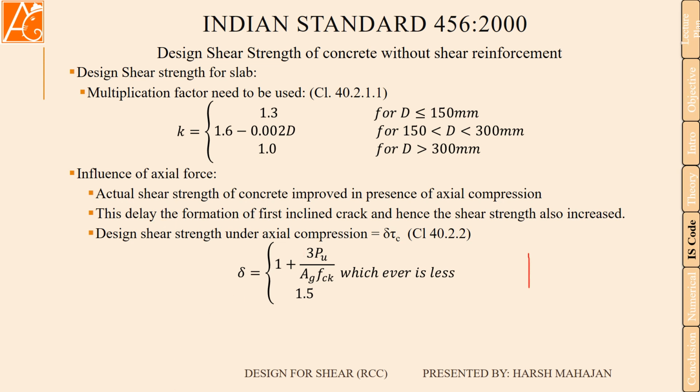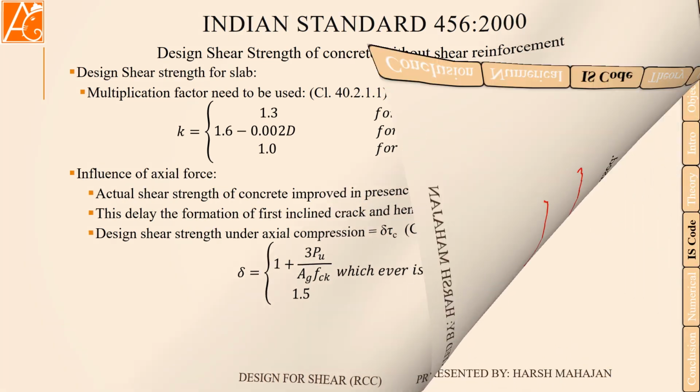So what we are talking about here is a beam. Let's say it is a beam, and some kind of axial force is acting here. Sorry for my diagram, it is not easy to make on the PPT. So the influence of the axial force is actually going to increase the shear strength. This is the factor by which it increases. It is given in clause number 40.2.2. For exam perspective, only the shear strength of slab is important.